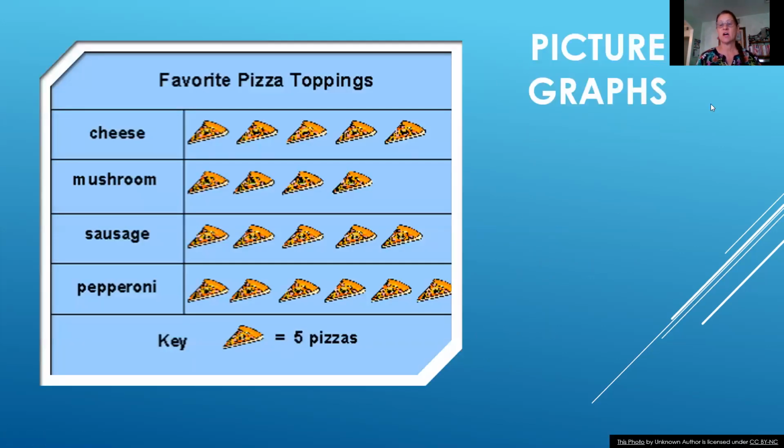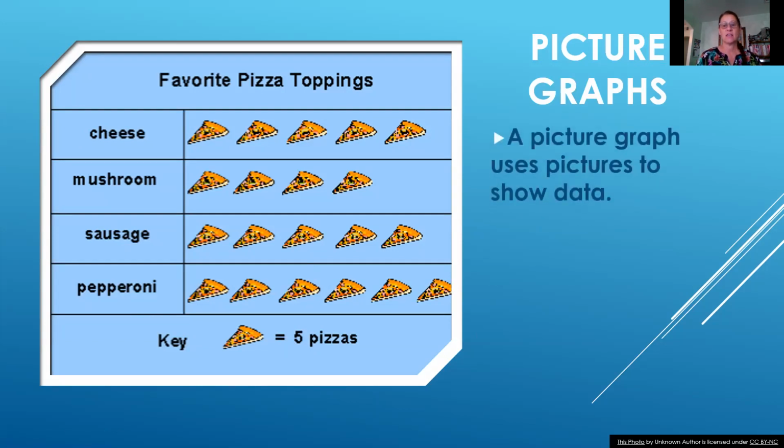This type of graph is called a picture graph. The picture graph that we see here in the example tells about favorite pizza toppings. And you can see on the side, they have cheese, mushroom, sausage, and pepperoni. I'm wondering what kind you like. I like pepperoni and mushroom put together, but that's not one of the choices. Something that's very important when you're looking at a graph is to pay attention to the key. A picture graph uses pictures to show data.